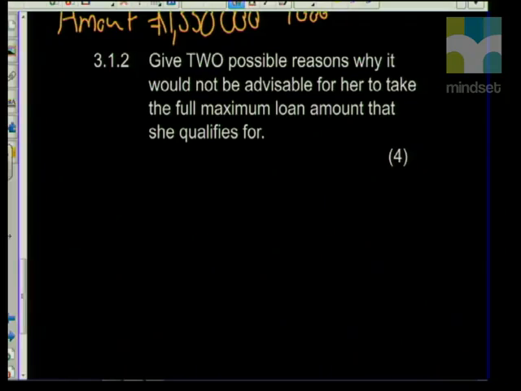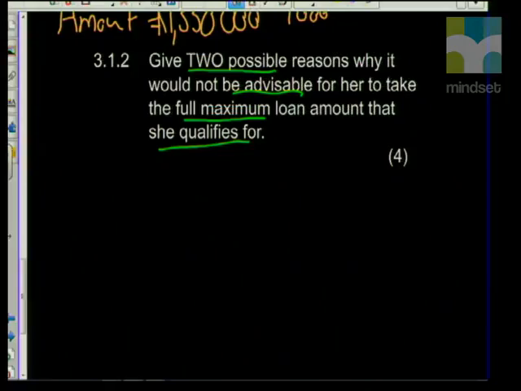Now, she's obviously going to have to go and speak to her estate agent and see exactly what's happening, if she can really find something that's going to be useful for her and suit her needs. Now, let's have a look at the next question, which is more a theory question, but it's something for us to think about. It says, give 2 possible reasons why it would not be advisable to take out the full maximum loan that she qualifies for. So she's qualified for 1,350,000. Jackpot! She's so excited. The bank's approved her.